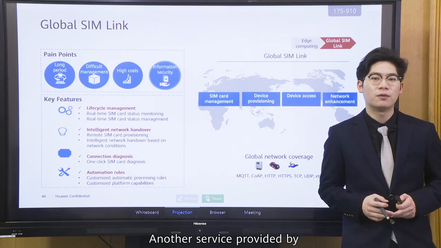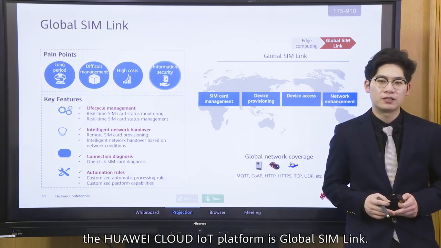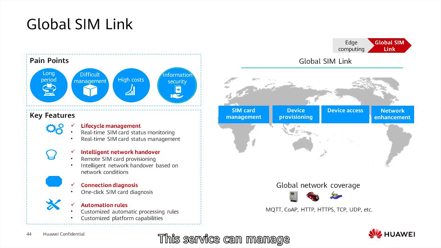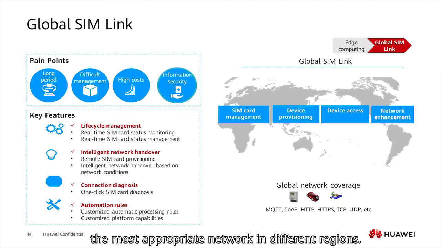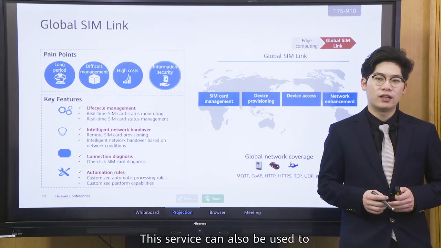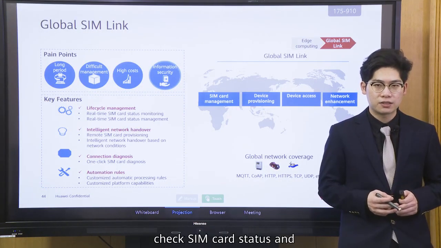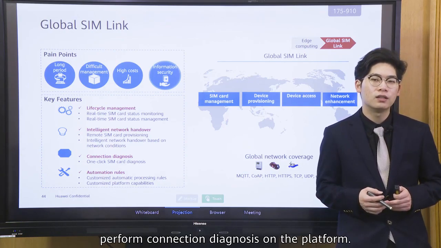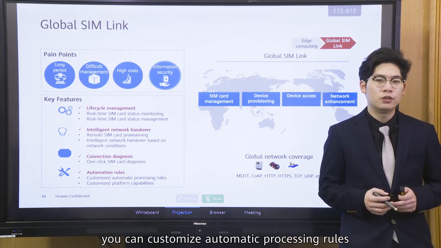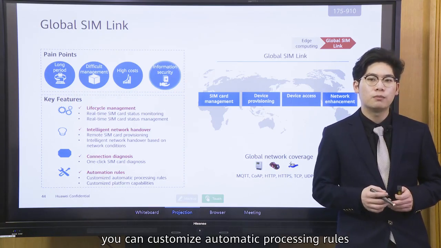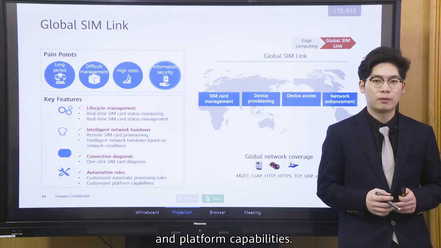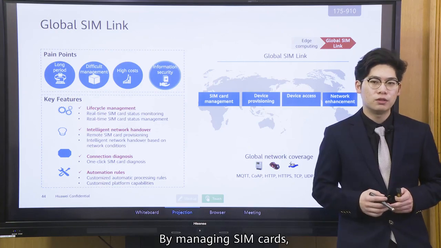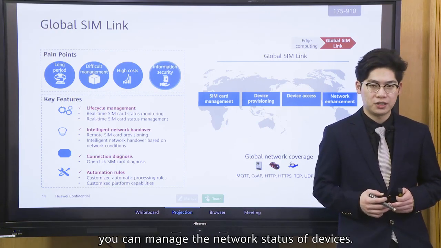Another service provided by the Huawei Cloud IoT platform is Global SIM Link. The service can manage the entire life cycle of SIM cards and supports remote eSIM card provisioning, which allows devices to select the most appropriate network in different regions. This service can also be used to check SIM card status and perform connection diagnosis on the platform. In addition, you can customize automatic processing rules and platform capabilities. By managing SIM cards, you can manage the network status of devices.